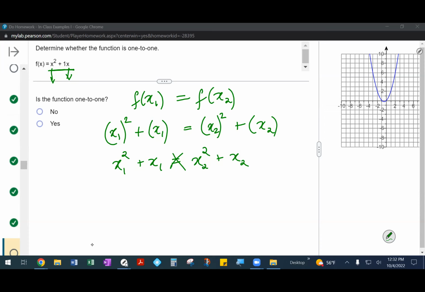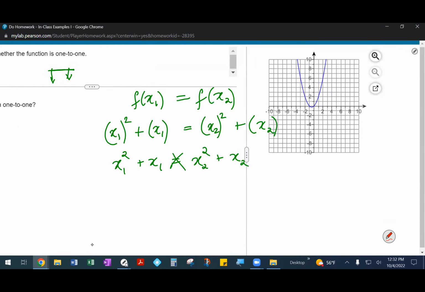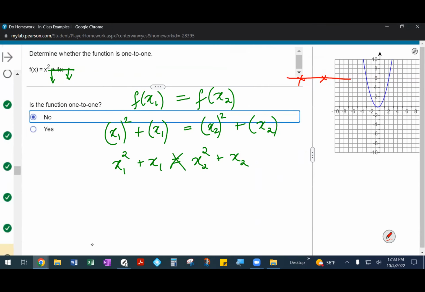Now, if we could prove that x1 was equal to x2, then we would say this function is 1-to-1. Additionally, if we were to use a horizontal line test, and this one is a simple enough graph that we can use it, that of course shows us it's going to fail being a 1-to-1 function. So definitely you can use the visual test also.